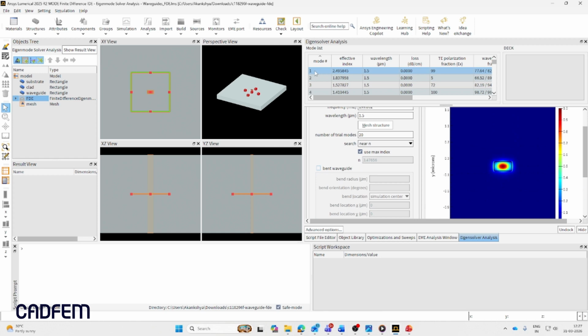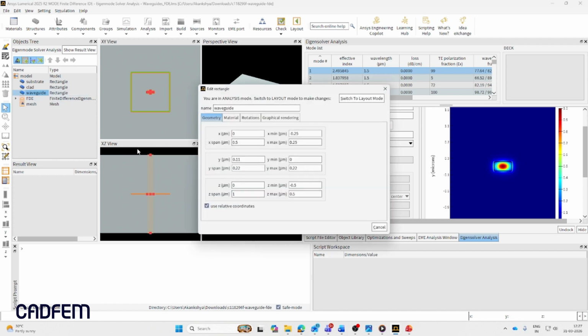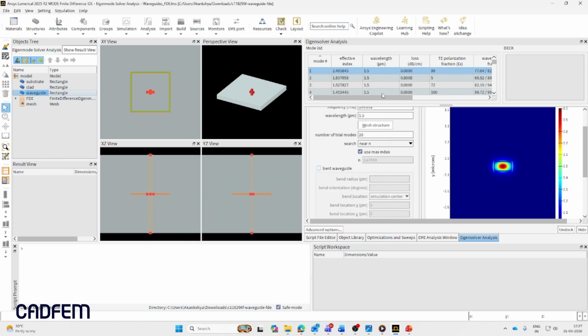The next step is mode calculation. In this setup, the number of trial modes is set to 20, resulting in 20 computed modes. Among these, the first mode represents the fundamental mode. The remaining modes are typically lossy, as they do not propagate effectively within the core. This occurs because the waveguide dimensions are designed to support only the fundamental mode. As a result, higher order modes are not confined within the core and are therefore considered lossy.